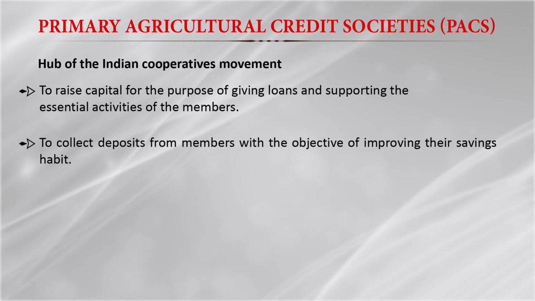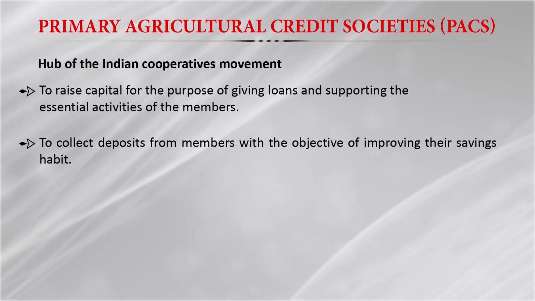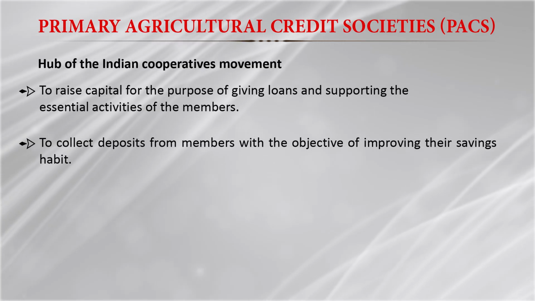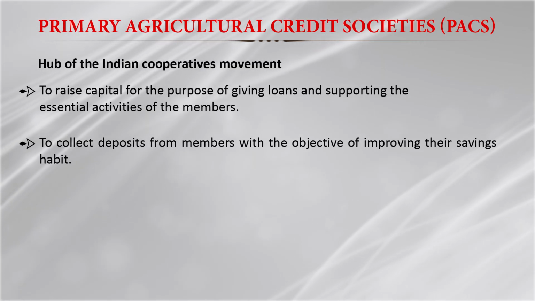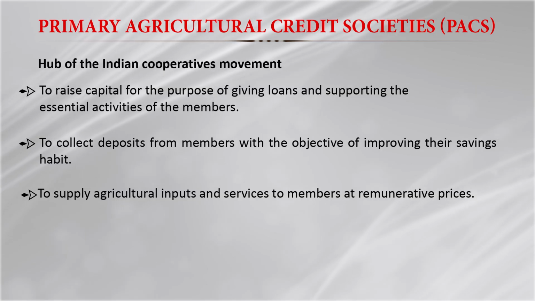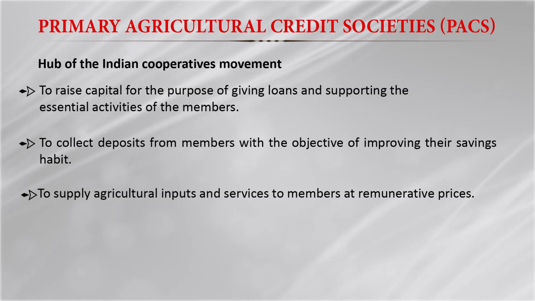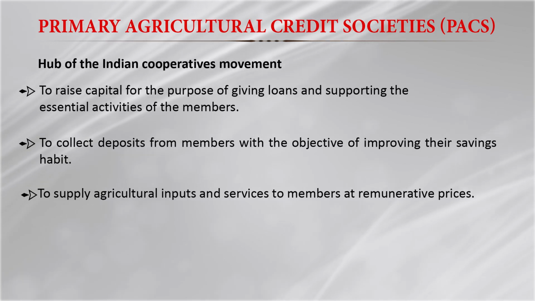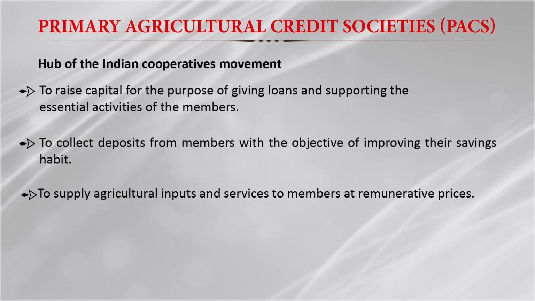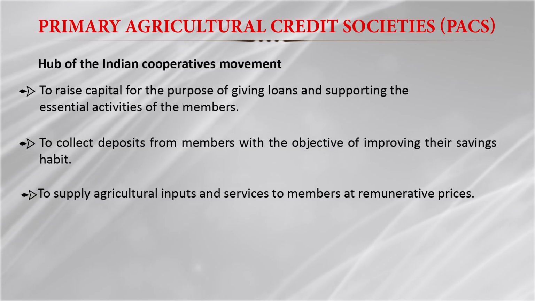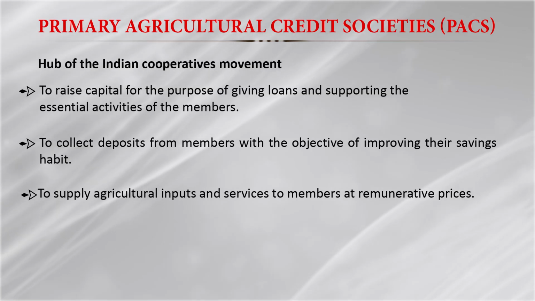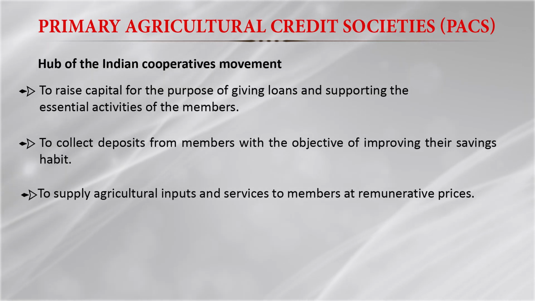Then they also collect deposits from the members with the objective of improving their saving habits. So they promote deposits so that the saving habit can be developed in the member farmers, and they also provide agricultural inputs and services to the members at remunerative prices. They supply fertilizers, seed, and machinery such as tractors and harvesters, and they also provide warehousing and marketing facilities. So they do different types of activity, not only credit.